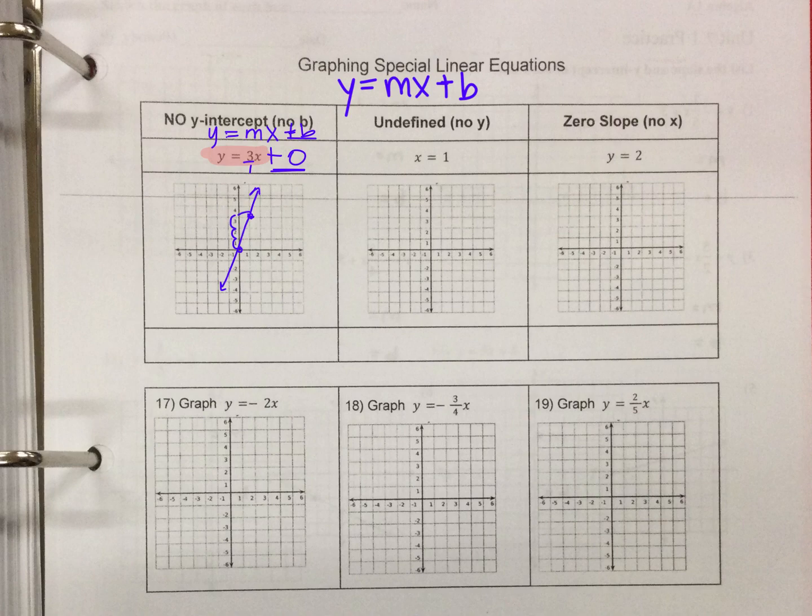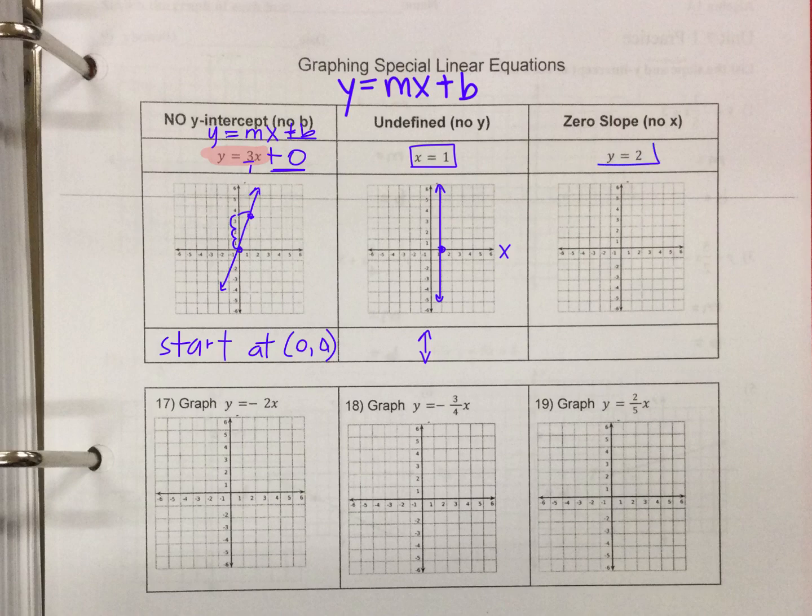Now, this next one just says x equals 1. Oh, and if there's no y-intercept, it means that you always start at 0. All right, this next one is undefined. It means there's no y. It just says x equals 1. So we know that that's my x line. So I'm going to go over here and put a dot on 1. And then, if it says x equals, the line I draw always goes up and down.